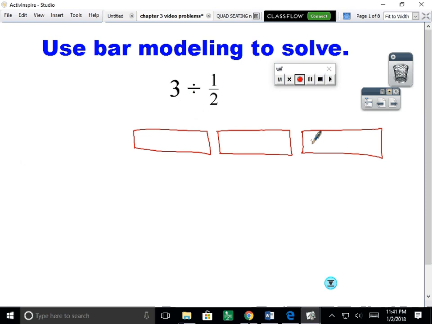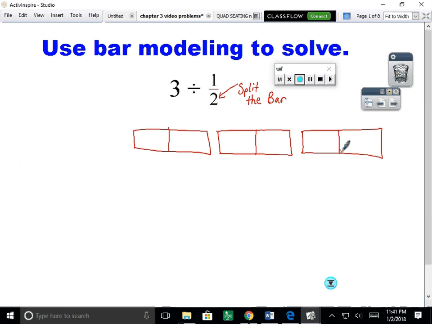I try to make them about the same size, and I want to split them into halves. Well, that denominator is really crucial. It tells me how many parts. So this tells me how to split the bar, okay? So we're going to split the bar into halves in this case. So here we go. I have some halves happening here.